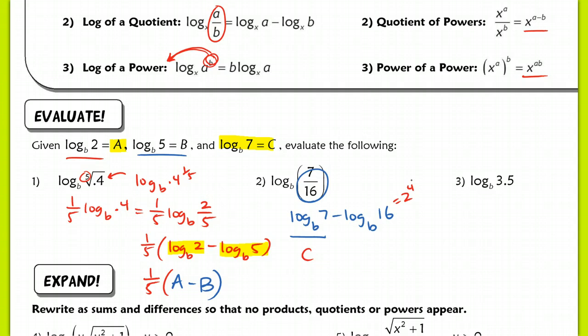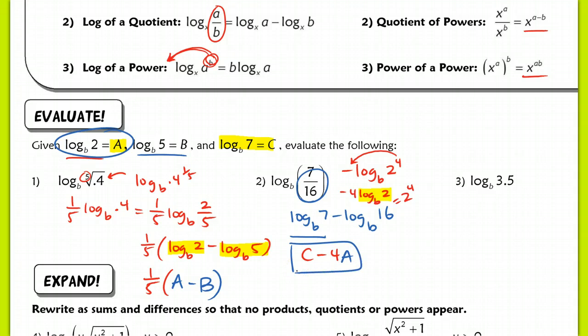So if I rewrite that as 2 to the 4th power, I have negative log base b of 2 to the 4th. I can take that 4 and place it out in front to make that negative 4 times log base b of 2, which I already know to be equal to a. So my final answer here is c minus 4a. And these values are obviously for whatever base you have and whatever a equals, but that's what you would find. Now I want you to try number 3 on your own and check with the key.